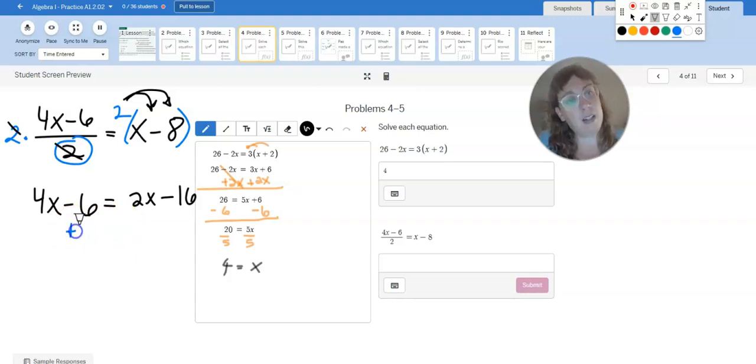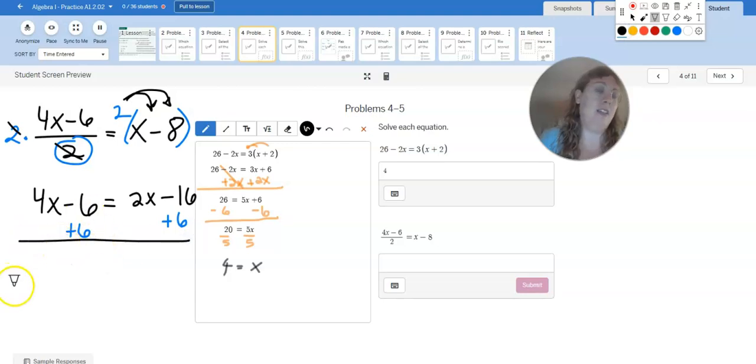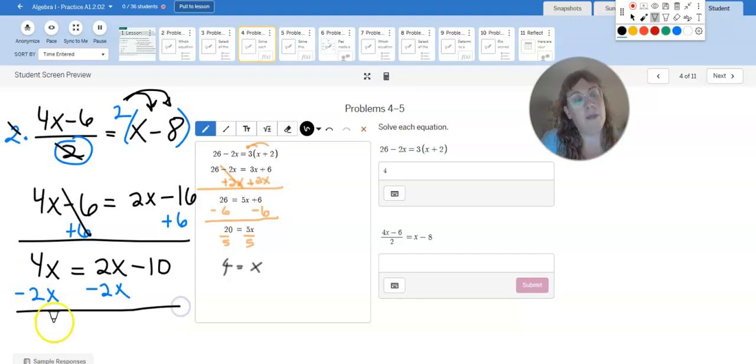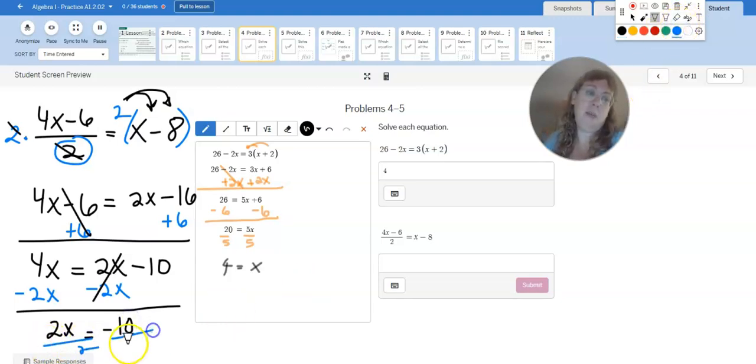Let's get our constants, these numbers, on the same side. So I'm going to add 6 to both sides. Negative 6 plus 6 cancels, so we get 4x equals 2x. Negative 16 plus 6 is a minus 10. And then finally, I will subtract 2x on both sides. 4x minus 2x is 2x equals negative 10. And then my last step will be divide both sides by 2, which gets us x equals negative 5.